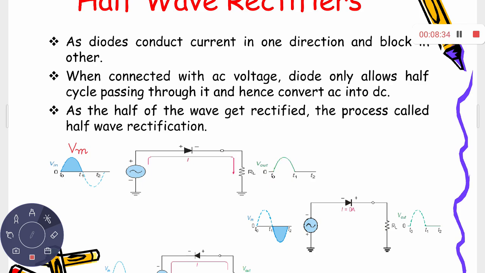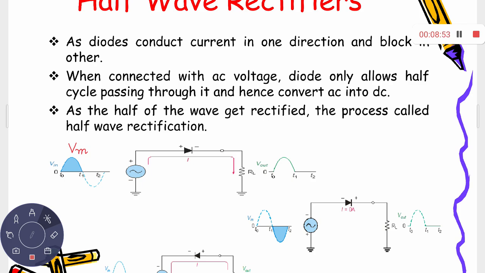And the starting point of the input and the starting point of the output is also the same. Here the input starts at t equal to t0, the first half cycle from t0 to t1. Here also the output is present between t0 and t1.